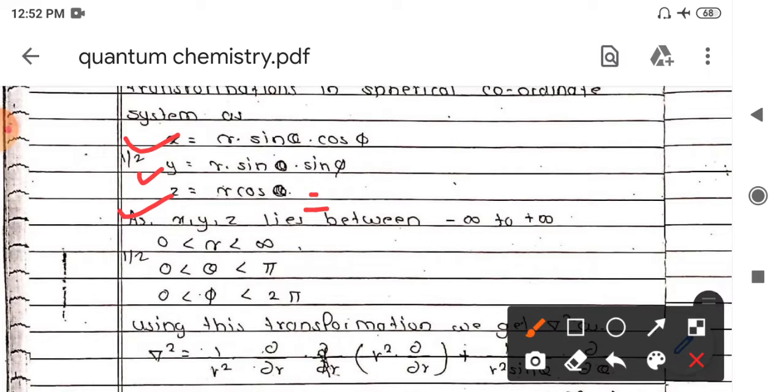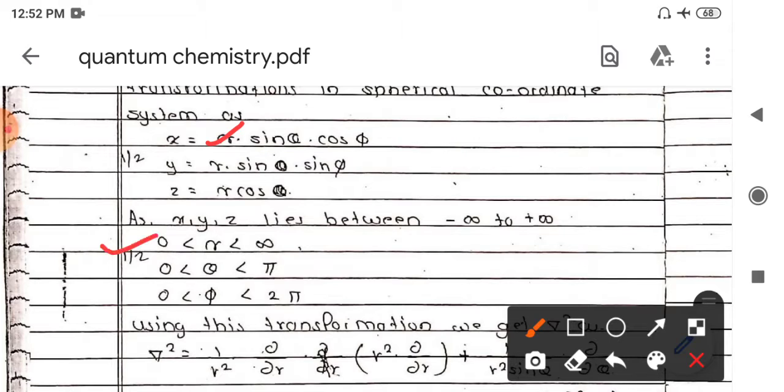Now the next important thing is the range of these angles. For x, y, z the position can have values from 0 to the length of the box, or suppose minus infinity to plus infinity. This range depends upon the box, but for the three variables r, theta and phi, we have to put the limits.